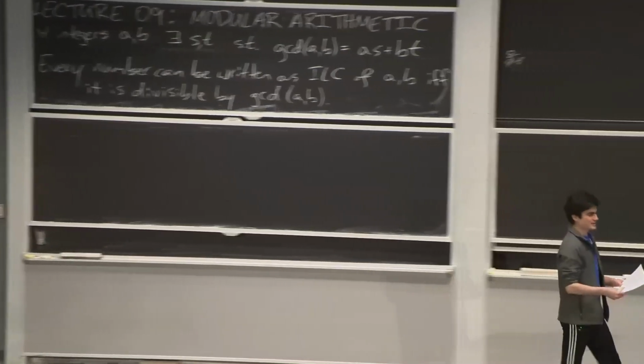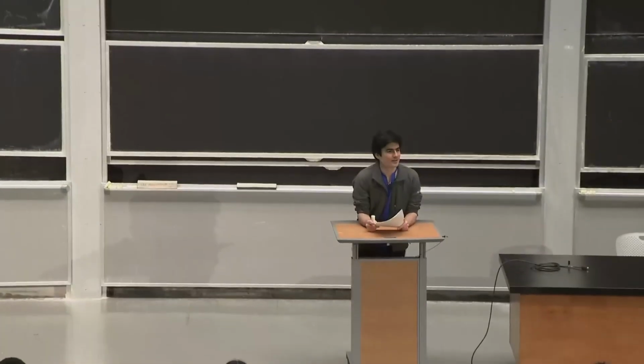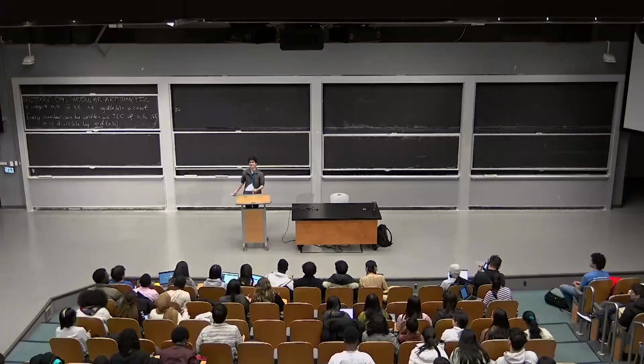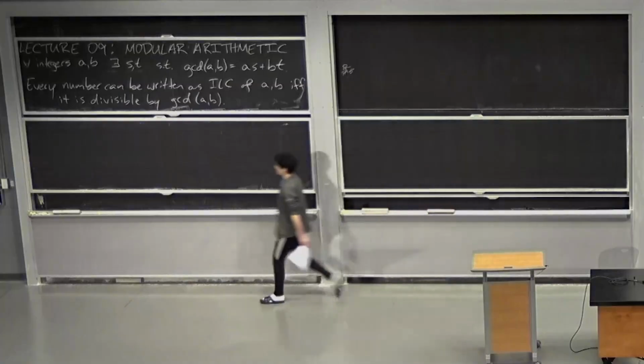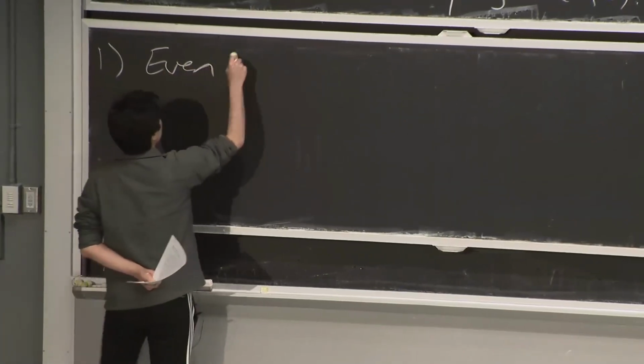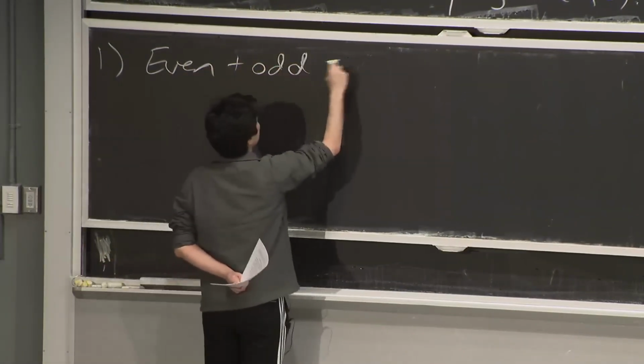Okay, so let's start talking about modular arithmetic then. I expect that at least in some form, it is something that's fairly familiar to all of you. So presumably you learned back in grade school, what is the sum of an even integer and an odd integer? Yeah, it's odd. So first example, even plus odd is odd.